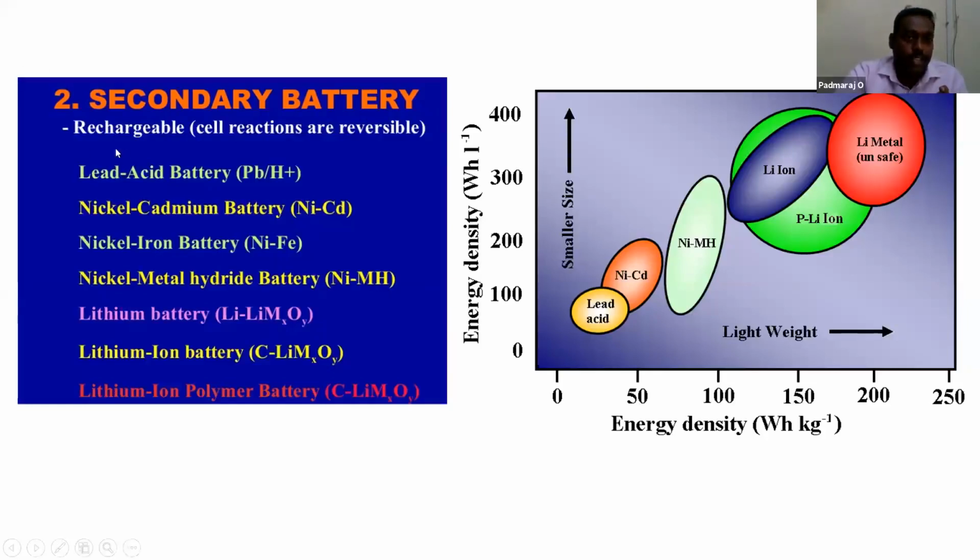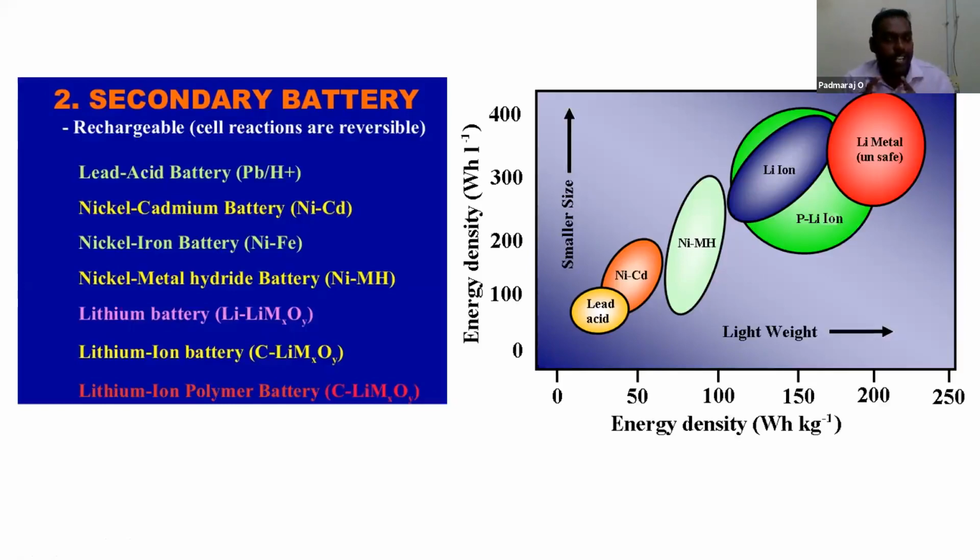So here, see here, the secondary batteries, rechargeable cell reactions are reversible. The lead acid batteries are available in the market, nickel cadmium battery, nickel iron battery, nickel metal hydride battery, lithium ion polymer. See here, what is the difference? Three types of lithium-based batteries are available in the market. What is the difference between lithium battery, lithium ion battery, and lithium ion polymer battery? We should know the basic difference. Even lithium battery itself has three classifications: lithium battery, lithium ion battery, and lithium ion polymer battery. Understood? So we should know the basic differentiation.